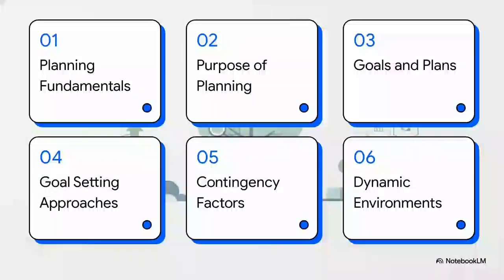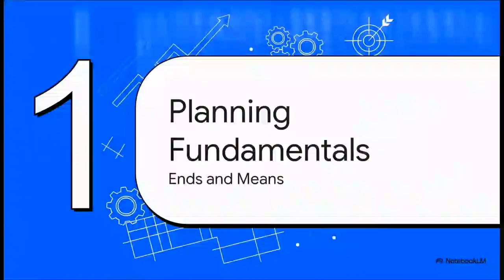Okay, here's our roadmap for this session. We'll hit 1. Fundamentals of management planning. 2. The purpose of planning. 3. Types of goals and plans. 4. Approaches to goal setting. 5. Contingency factors in planning. And finally, 6. Planning and dynamic environments. Let's get right into it. Starting us off with Section 1, Fundamentals of Management Planning.